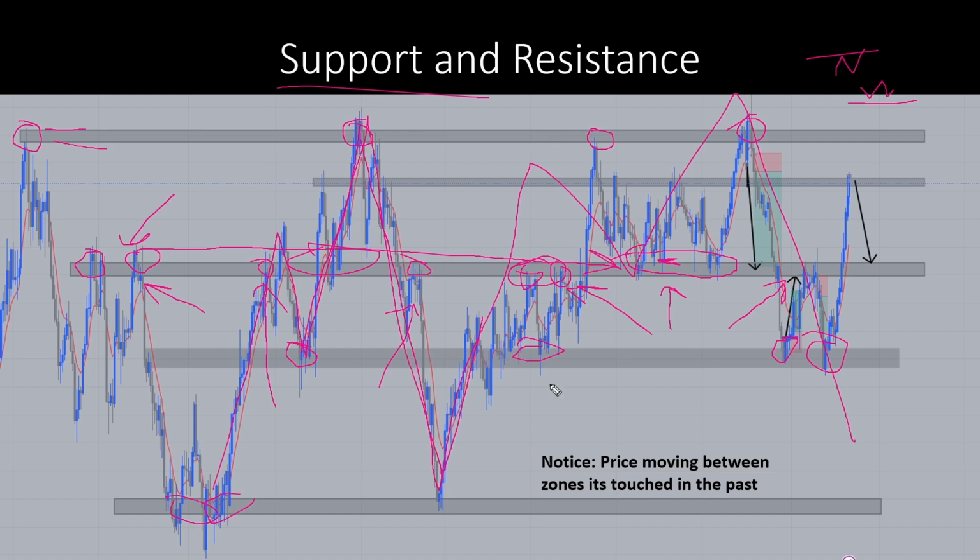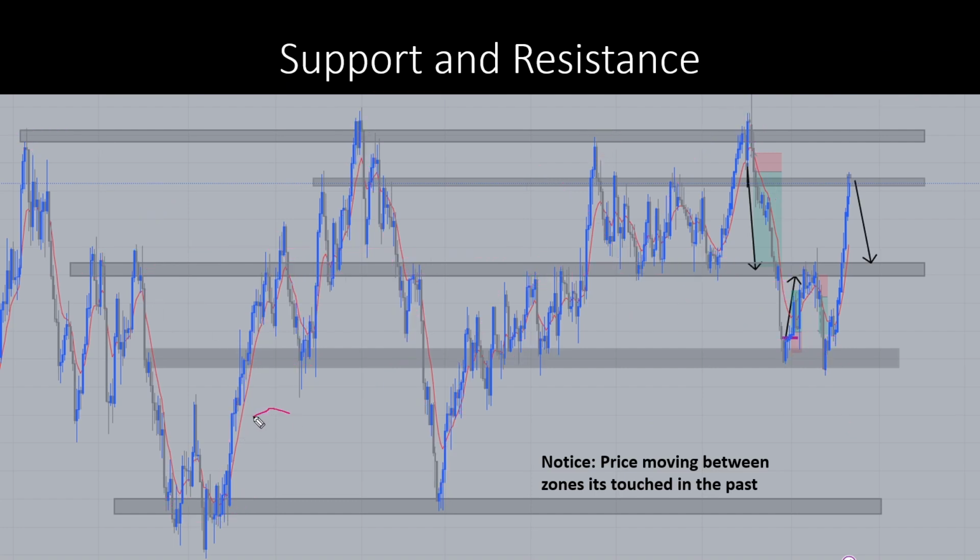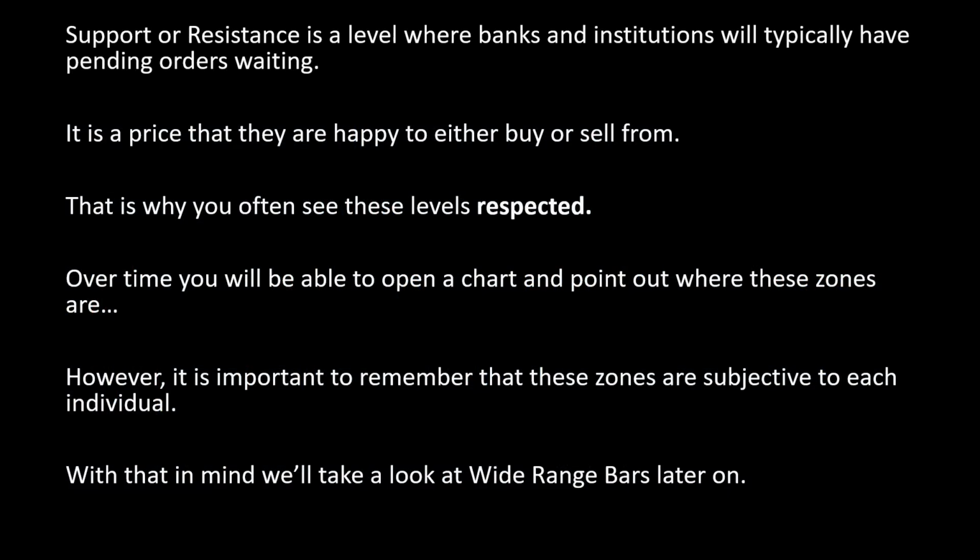So you've got to look for these key areas of interest to where you want to enter trades. You're not going to enter a trade in the middle of a range. It's just stupid. You're going to have to wait for an area of interest. So why are support and resistance levels good areas of interest to look at? Support and resistance is a level where banks and institutions will typically have pending orders waiting. So buy stops, sell stops, buy limits, sell limits. It's a price where they're either happy to buy or sell from.